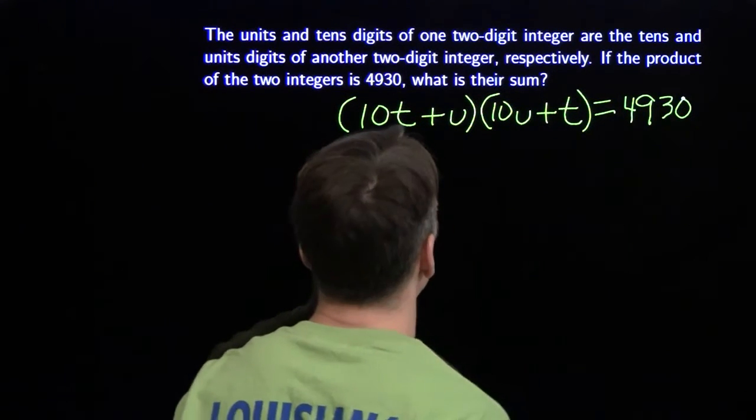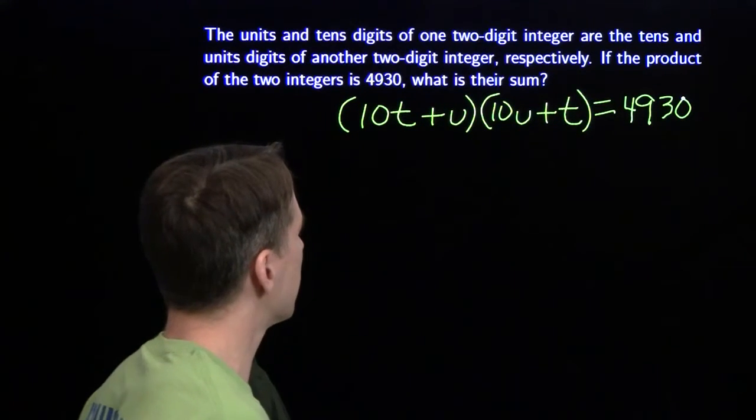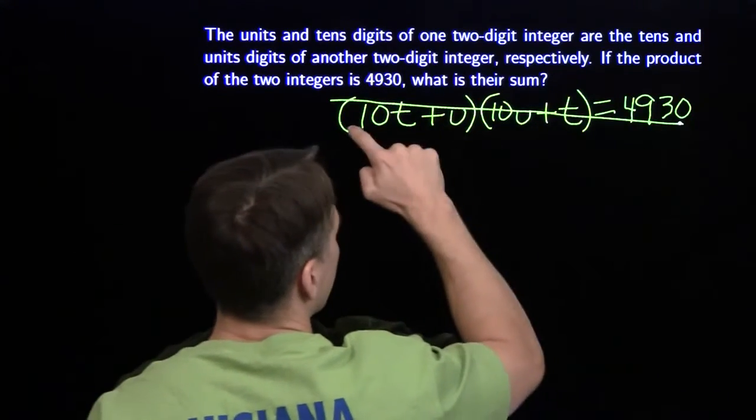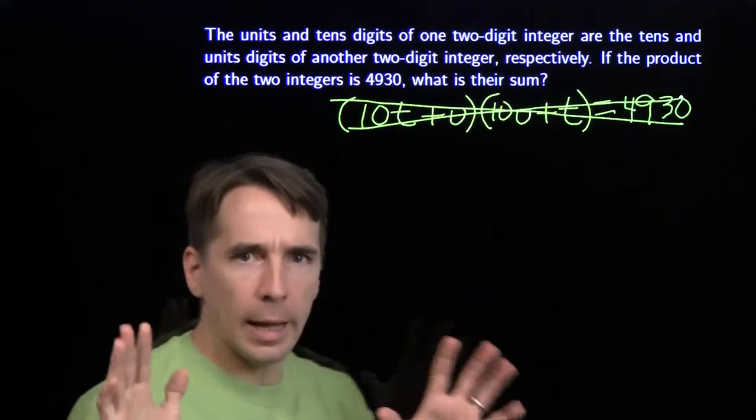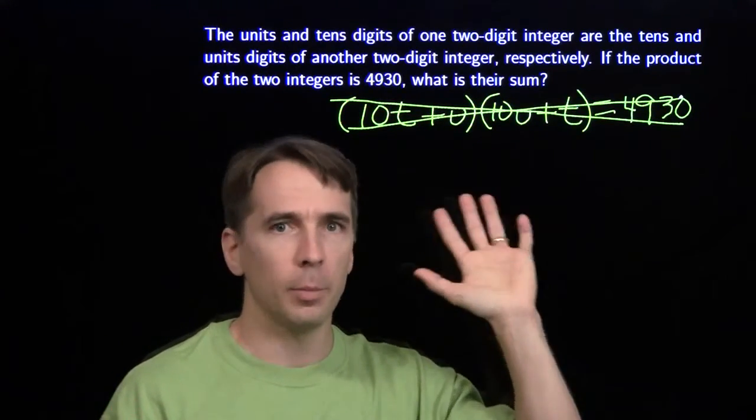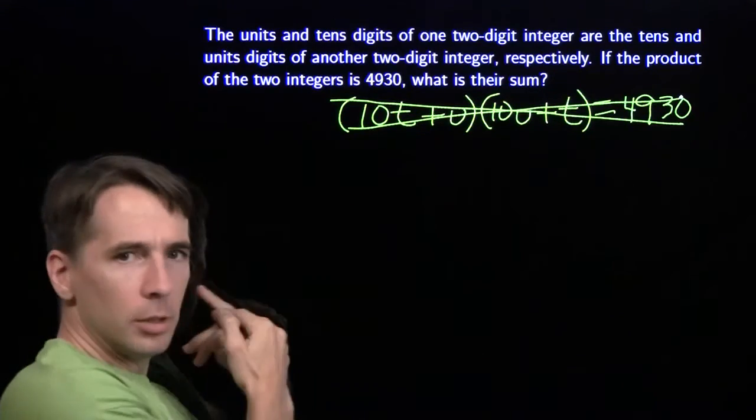And I don't know about you, but I'm not ready to multiply this. This doesn't look like it's going to help me a whole lot. So I'm going to forget about this for a minute. All right, don't jump on the algebra train too soon. Let's think about the problem a little bit. We're going to focus on the units digit, just like we did in the previous problem.